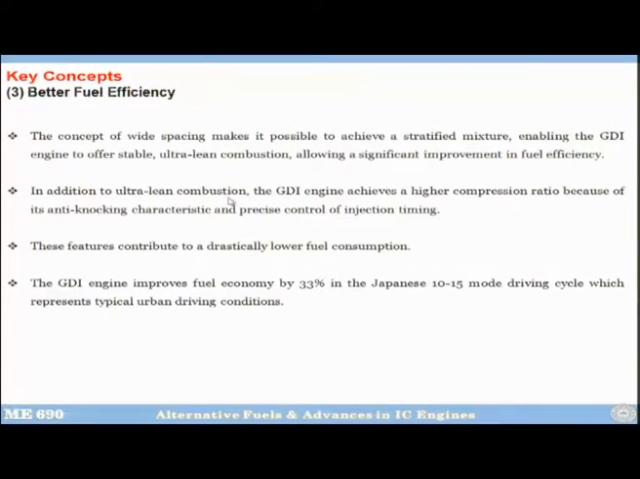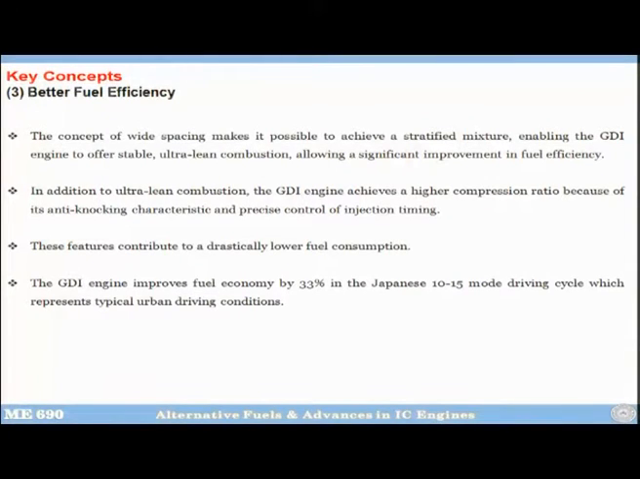So, in addition to ultra lean combustion, the GDI engine achieves a high compression ratio because of anti-knocking characteristics and precise control of injection timing. So, these things are also controlled by the ECU. These features contribute to drastically lower fuel consumption. And the best part is that by doing this ultra lean combustion, you actually improve the fuel economy by 33% or more.